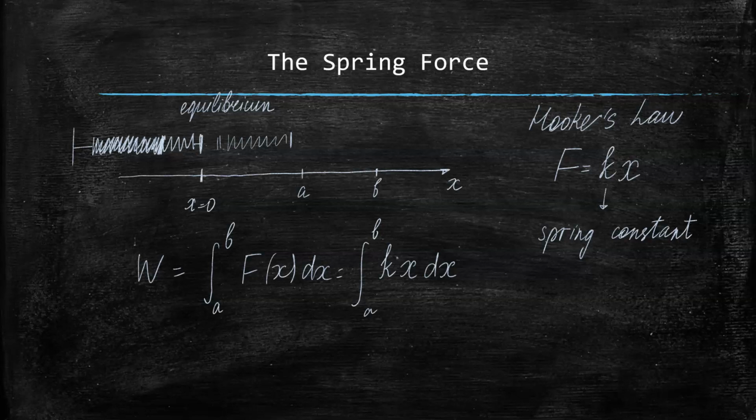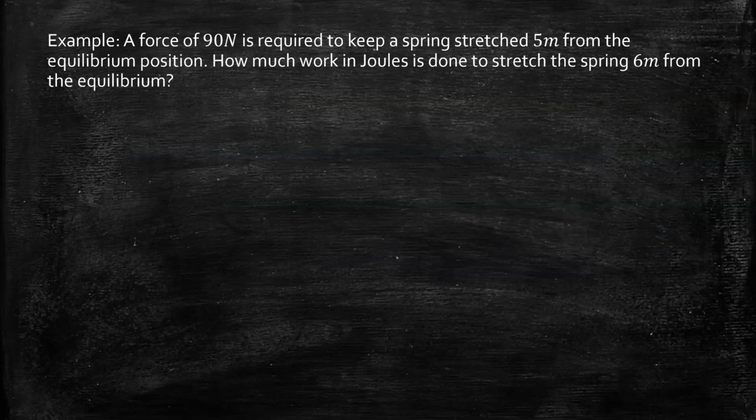So as long as the spring constant is given to you, we are capable of finding the work done by any force stretching or compressing the spring, again, as long as we have the value of k. So let's go ahead and try this example. We have a force of 90 newtons being required to keep a spring stretched 5 meters from the equilibrium position. So let's draw a picture.